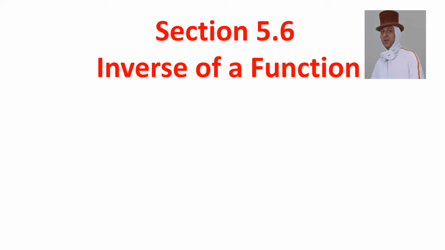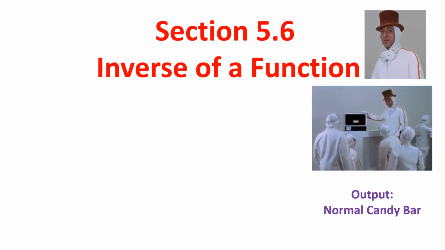The last section in Chapter 5 is called the inverse of a function, and by way of introduction, I'd like to talk about the movie Willy Wonka. Willy Wonka was a candy maker, and he wanted to come up with a unique way to get his chocolate bars into the hands of children throughout the world. So the output of his idea was getting normal candy to kids.